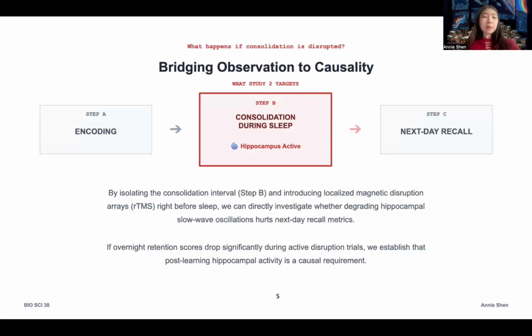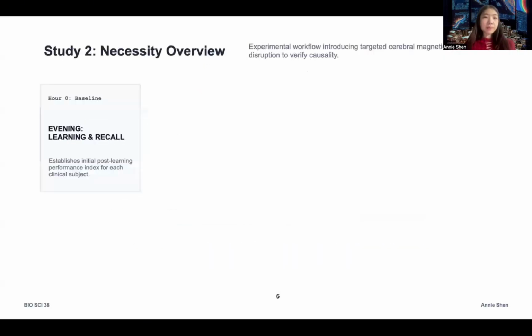Study 1 established a predictive relationship between hippocampal activity and memory performance. However, prediction alone cannot establish necessity. Memory consolidation occurs primarily through non-REM sleep, when the hippocampal network replays recent experiences. This leads to the next question. If we disrupt hippocampal network activity during sleep, does memory consolidation fail? Answering that question requires experimental manipulation.